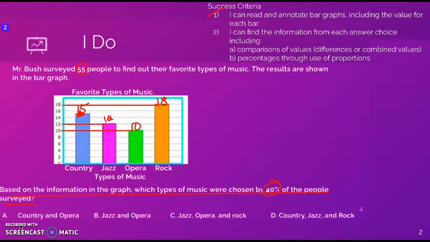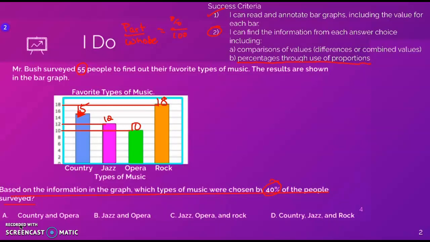Now, on step two, one of my success criteria is that I will be able to solve for percentages using proportions. And the proportion that I'm going to use will be part to whole equal to percentage over 100. Okay, that's the proportion that I'm going to be using.